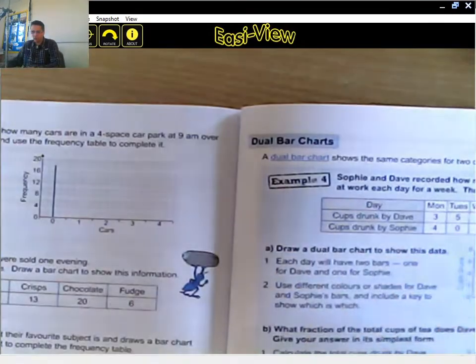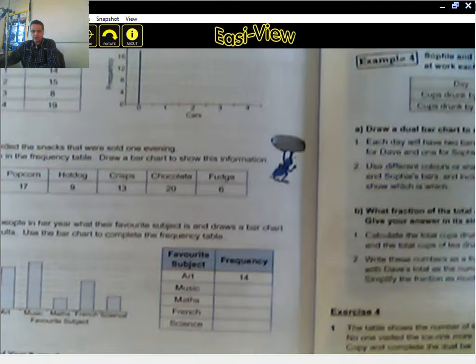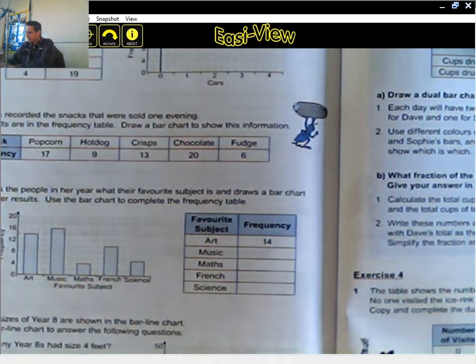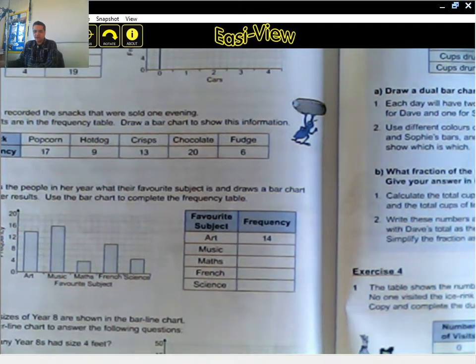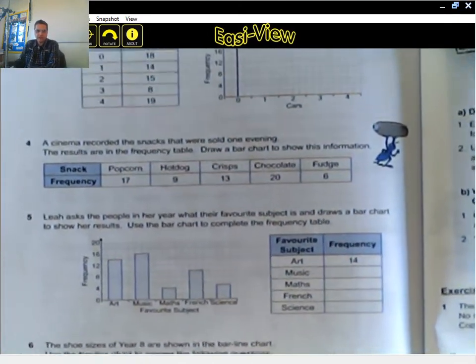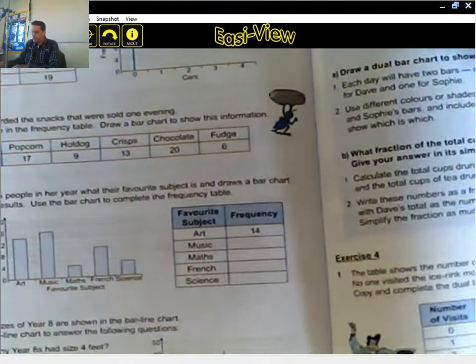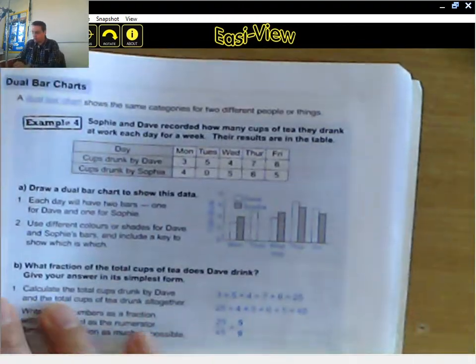Here's the camera. I'm pretty sure all of you started doing simple bar charts like this. I know it's not very difficult, however you need to be able to do these. I can't assume you know what you're doing, so I need to guide you through it. I know you've done this. Dual bar charts is a bit more of an involved situation. So here's dual bar charts.